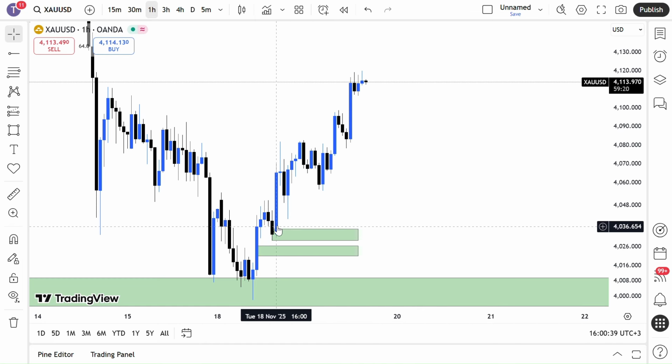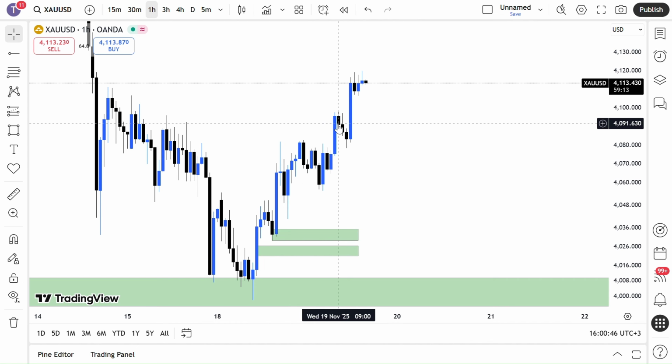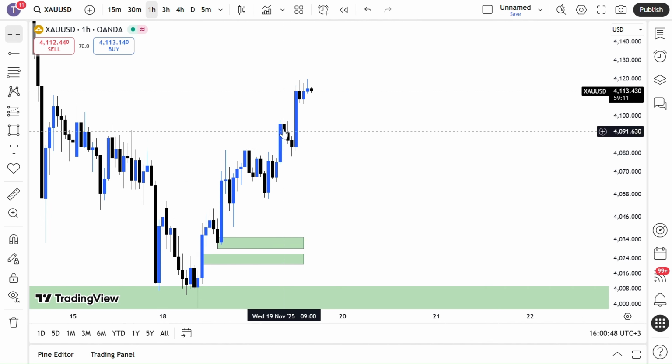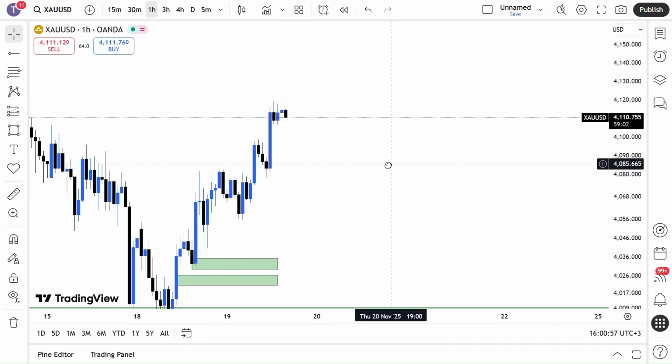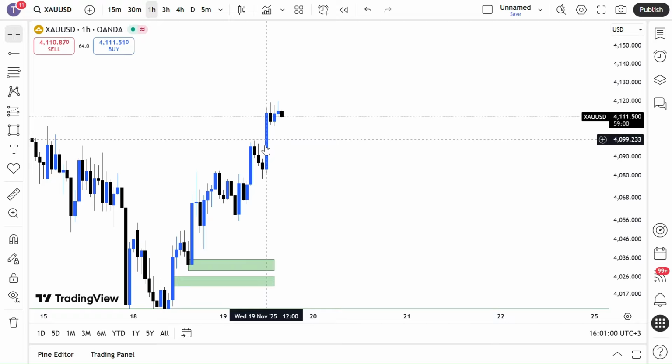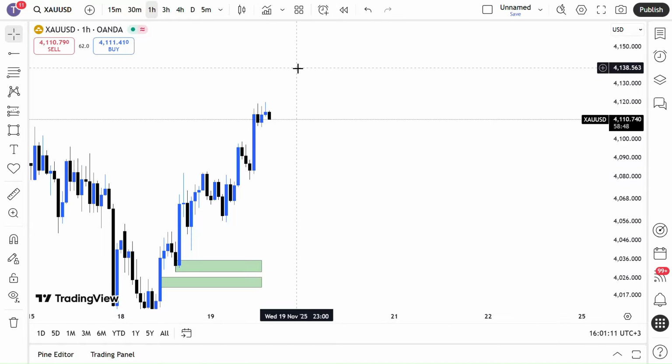In this case here, we had this fair value gap. The price came down to fill the fair value gap, and then we have the move to the upside. Also here, we have this fair value gap. When the candle was formed, the price came back down to fill the fair value gap before moving to the upside. And also at this point, we have price moving to the upside, with this fair value gap being left behind. I expect price to drop down and fill in this fair value gap before moving to the upside.